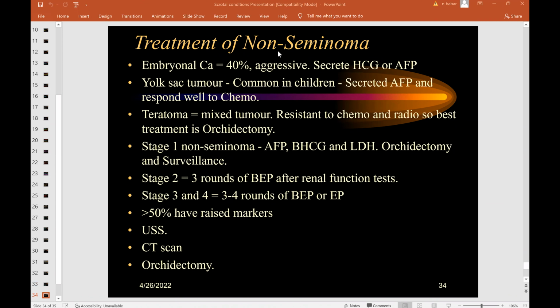The treatment of non-seminomas, which means possibly teratoma. So these constitute 40% and they secrete alpha-fetoprotein and respond well to chemotherapy. Teratoma, when there is mixed tumor and if it's resistant to chemo and radio, which it is usually, then the best treatment is orchidectomy.